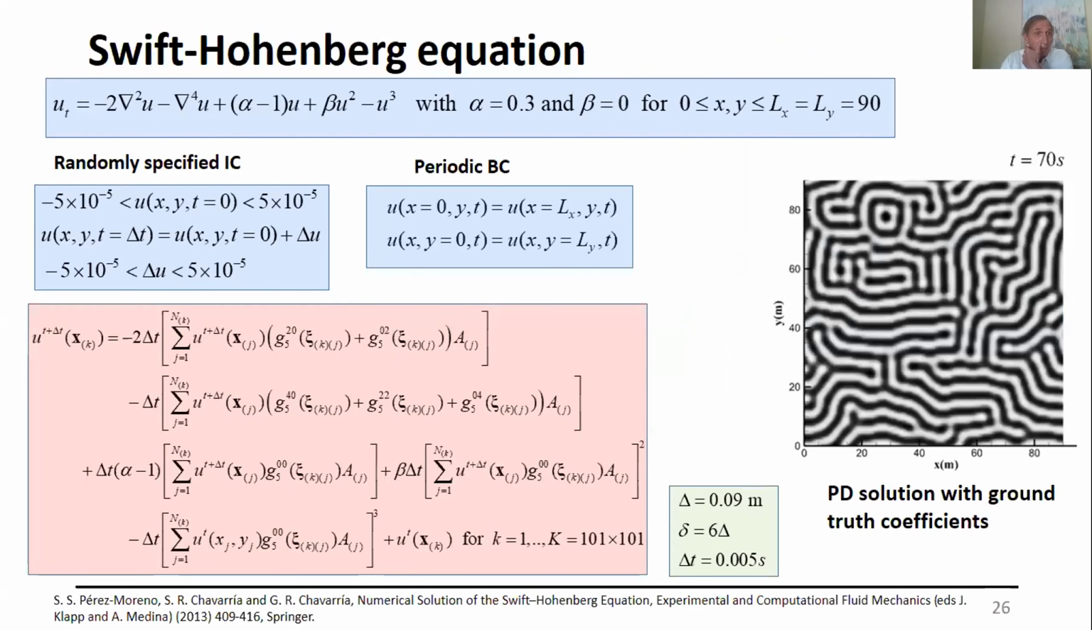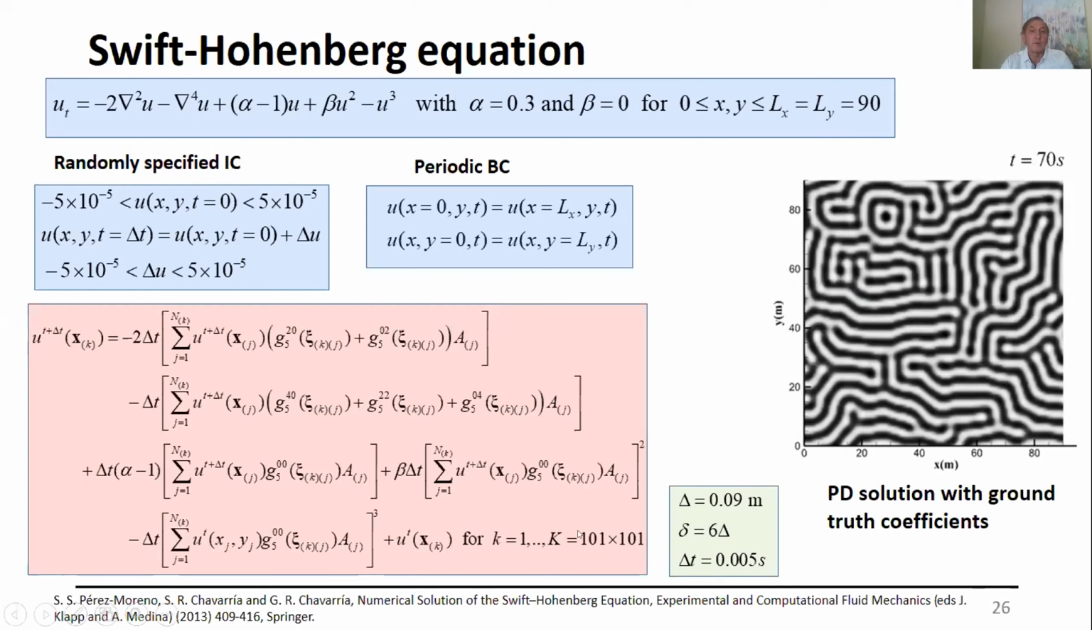So then we move on to a little bit more difficult field equation. It has high order derivatives, and it has randomly specified initial conditions and periodic boundary conditions. This particular field equation was also considered by others, 2013. So we basically duplicated their work. And the discretization is the same as before. And here I have fourth order derivatives. So I decided to truncate my Taylor series after the fifth order derivative. And my horizon size is 6 times the grid spacing.